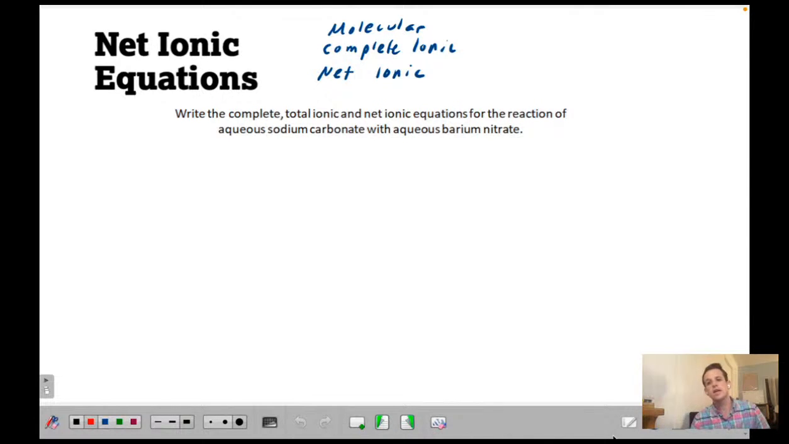So ionic equations, again, this used to be an entire question on the FRQ. They kind of toned it down a bit, but you still need to know how to write net ionic equations, what they mean, and why they're useful.